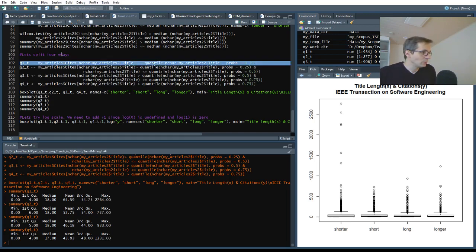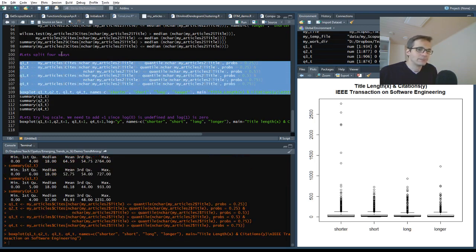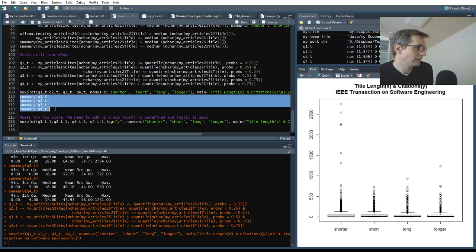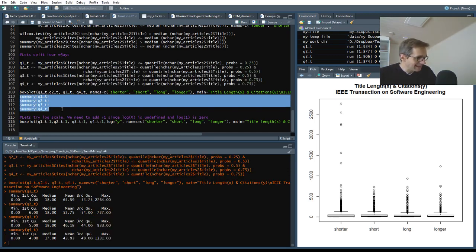We do this on lines 102 and 109. We can see that the shortest ones have an advantage on the most cited papers, but looking at what happens beyond that is a bit difficult from the figure again. So we will investigate the quantiles, that is the four groups that we just had. We can see that the median for the shortest is 18, for short it's 18, for long it's 18, and for the longest one it's 17. So again, the evidence is not very strong.